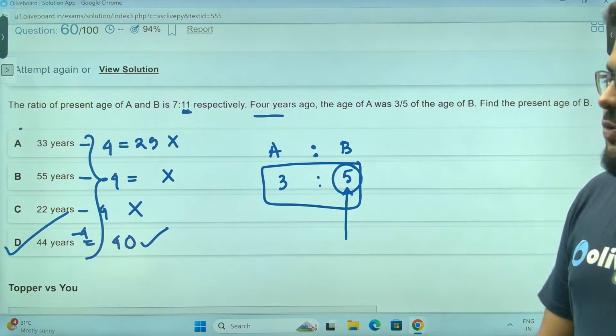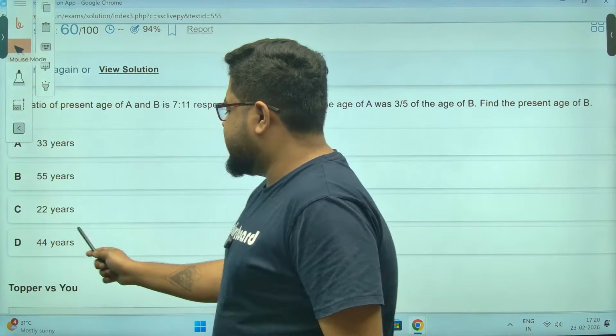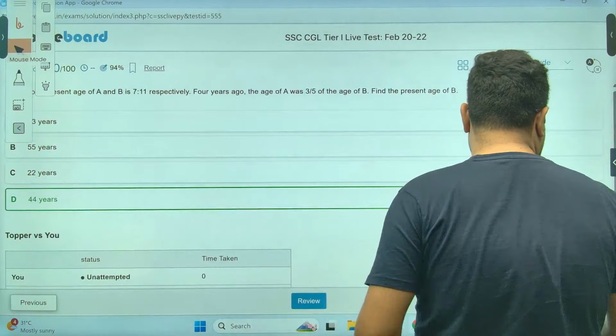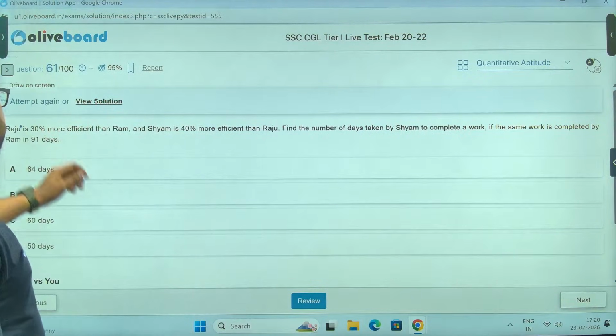We do not need to solve the question. Just the options are enough for us to check.